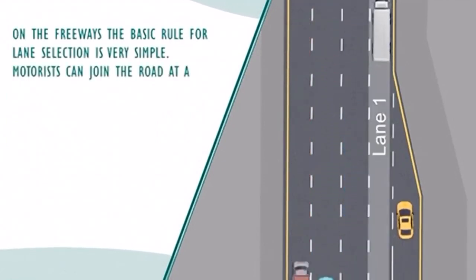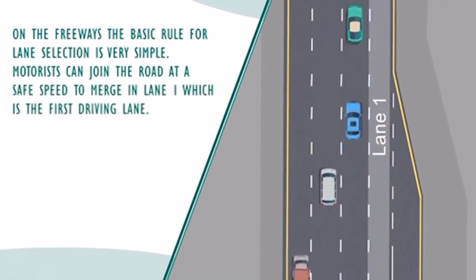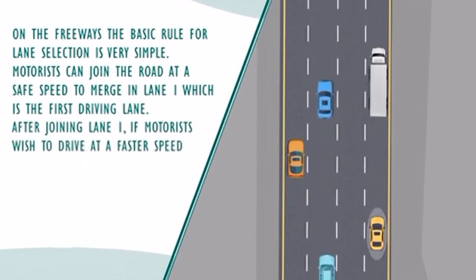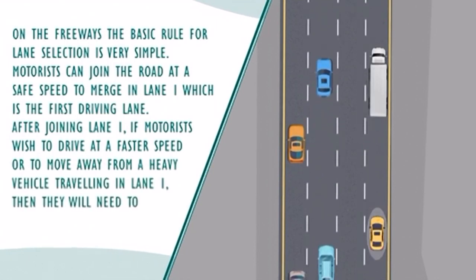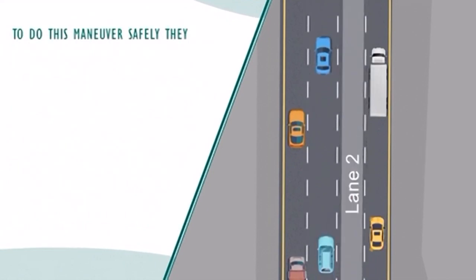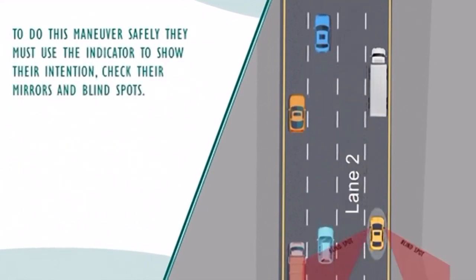Motorists can join the road at a safe speed to merge in lane 1, which is the first driving lane. After joining lane 1, if motorists wish to drive at a faster speed or to move away from a heavy vehicle traveling in lane 1, then they will need to overtake by using lane 2. To do this maneuver safely, they must use the indicator to show their intention, and check their mirrors and blind spots.